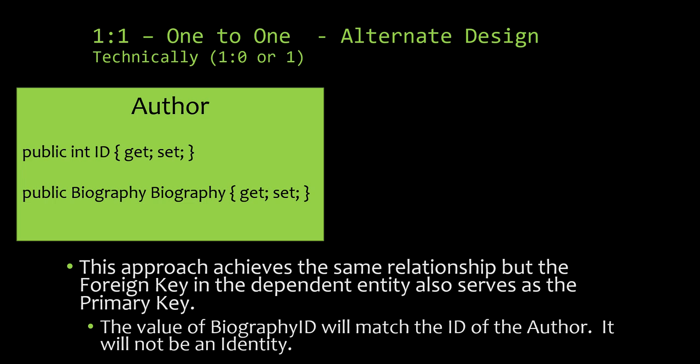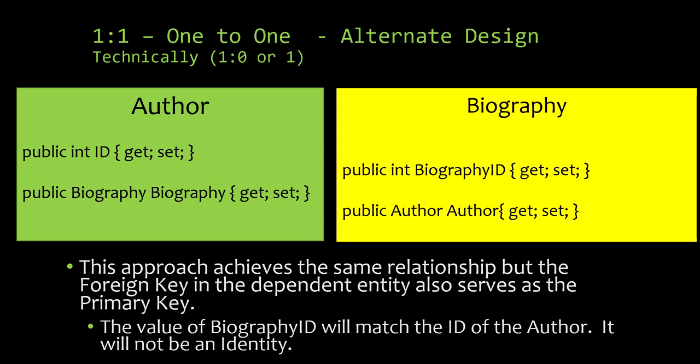An alternate design might look like this, okay? We get the same relationship with this, but the foreign key in the dependent entity also serves as its primary key, right? So it'll be our biography ID, okay? And we'll have to actually use that annotation here. We say it's the key, which means the primary key, and at the same time, the foreign key for our author object. That's referring to the author object inside of the biography class, right? So those are just two different ways to go about setting up the same 1 to 0 or 1 relationship.